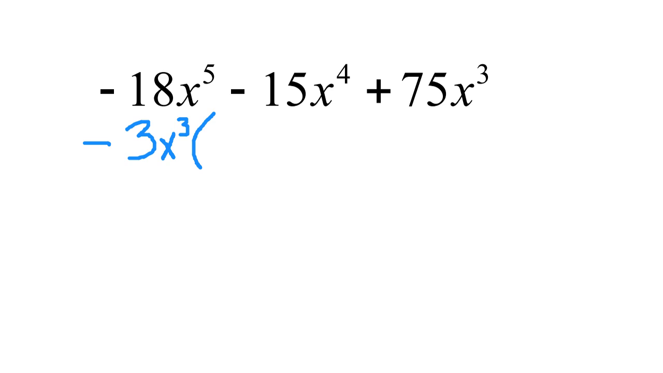Negative 18 divided by negative 3 is positive 6. We write the x one time and we subtract the exponents. 5 minus 3 is 2. Let's divide again. Negative 15 divided by negative 3 is positive 5. We write the base x one time, and when we subtract the exponents, 4 minus 3 is 1.